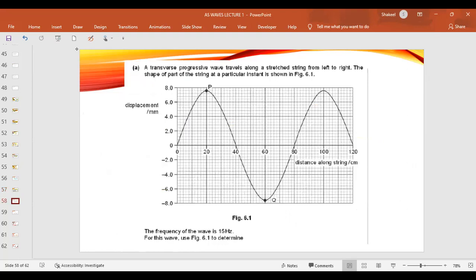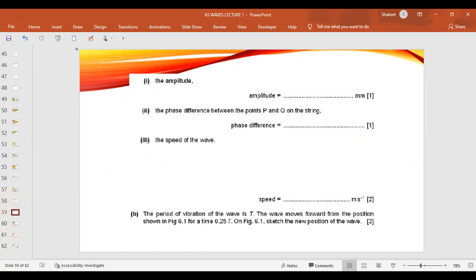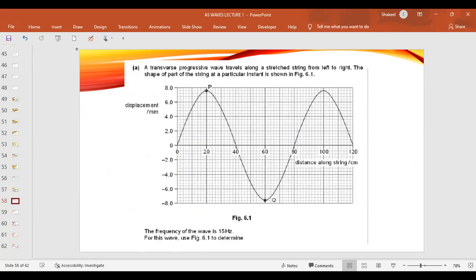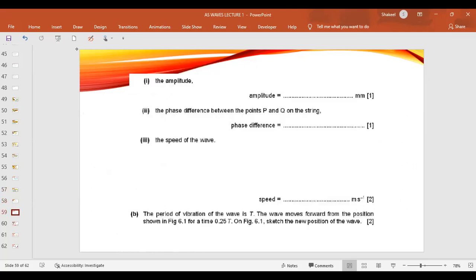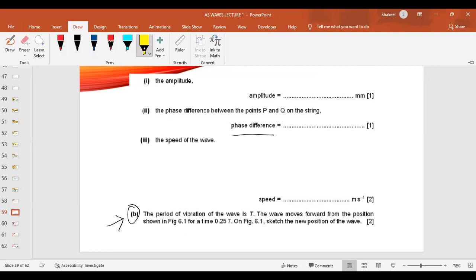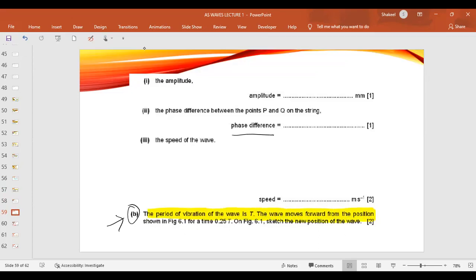Okay, now here is the question which you will solve yourself. And you can solve it later. You have to tell about the phase difference between P and Q, then you have to find the speed. And this question we have already done in the previous lecture. The period of the vibration of the wave is T. The wave moves forward from the position shown in the figure at a time of 0.25 T. On the figure, sketch the new position of the wave. If you remember, we have done this in the previous lecture, how you can draw the wave position after a certain time.